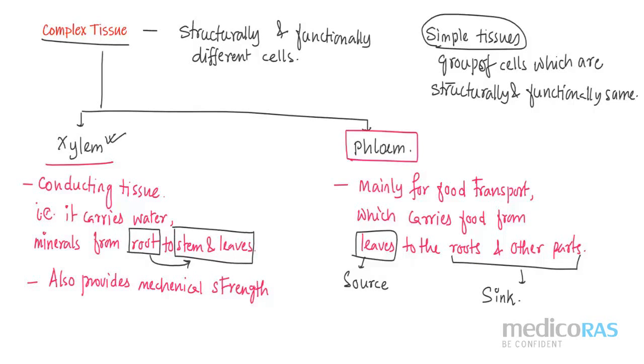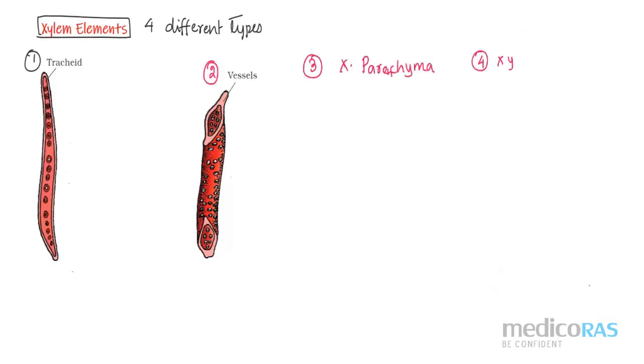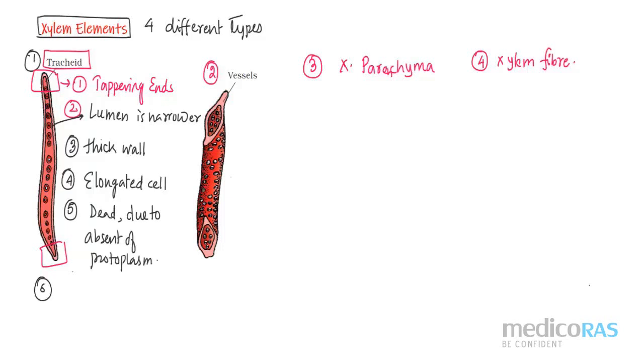Now let's check what are the elements present in xylem and the phloem. Xylem elements are of four different types: tracheids, vessels, xylem parenchyma and xylem fiber. In the tracheids, as you can see here, their ends are tapered. Their lumen is narrower as it has a thick wall. It is an elongated cell and is dead due to absence of protoplasm. It is the characteristic feature of gymnosperm.